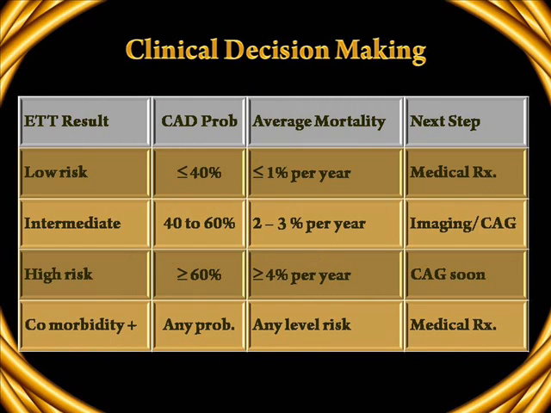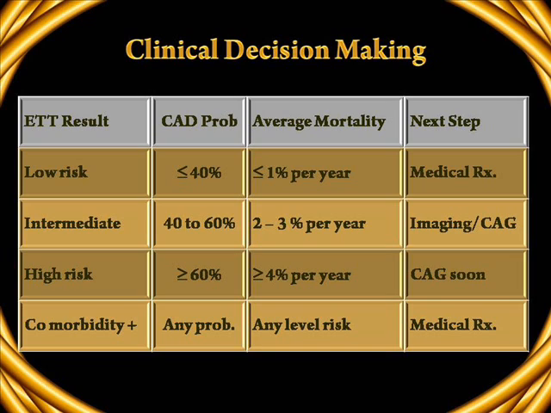Okay, we have done an exercise test in a given patient. How does it influence our decision making? If the ETT result is low risk, then the probability of coronary artery disease is less than 40%, the average annual mortality is less than 1% per year, and the next step would be to continue medical treatment. Supposing the ETT result is intermediate, the probability of coronary artery disease is between 40% to 60%, average annual mortality is 2% to 3%, imaging modalities like stress echo or myocardial perfusion studies can be done, or a coronary angiogram can be ordered.